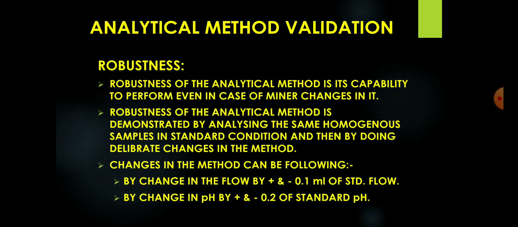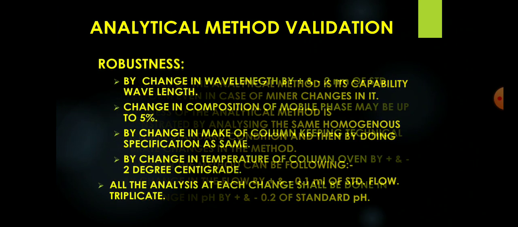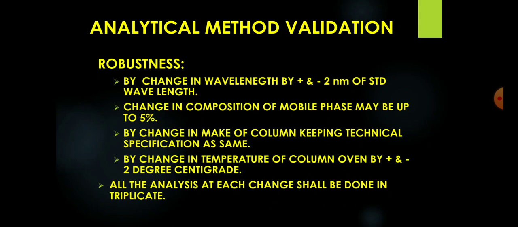By changing the flow by plus minus 0.1 ml of the standard flow, by change in the pH by plus minus 0.2 of the standard pH, change in the wavelength of plus minus 0.2 nanometer of the standard wavelength, change in the composition of mobile phase may be up to 5%. By change in the make of the column, keeping the technical specification the same.